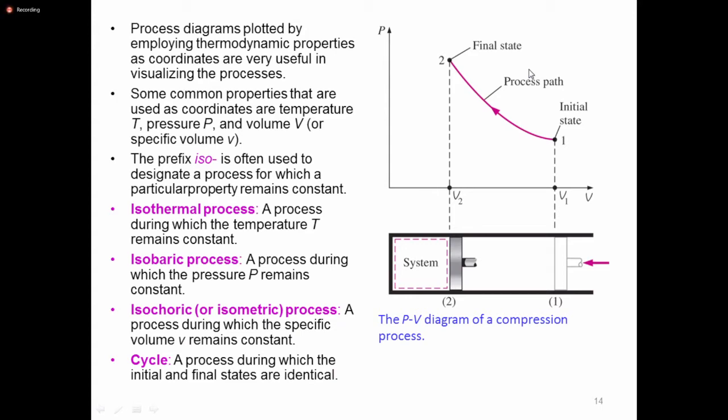And if nothing is constant, and all things vary, then that type of process we call a polytropic process. And if you join a number of processes together in such a way that the initial state is equal to the final state, then such a thermodynamic process we generally call a cycle. So a process during which the initial and the final states are identical is called a cycle.